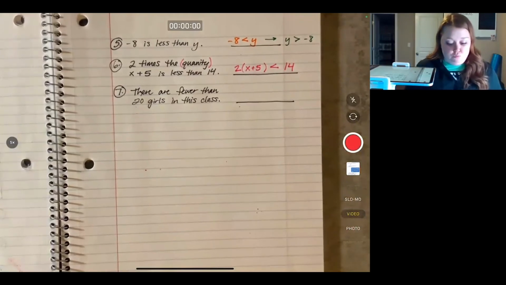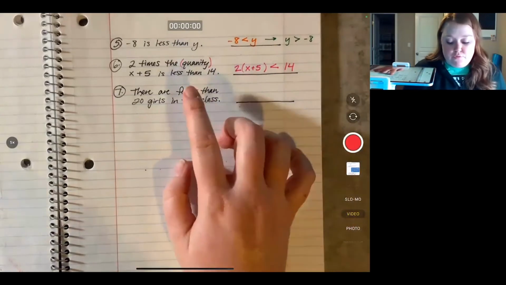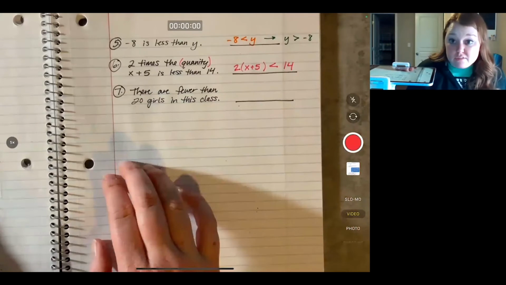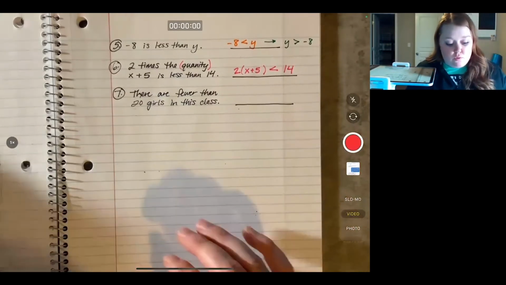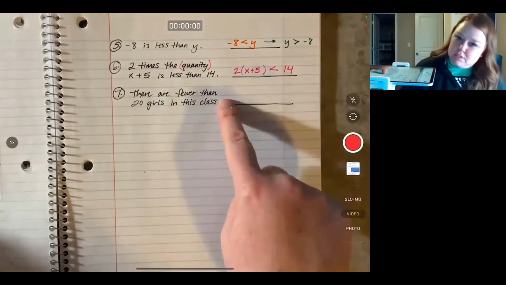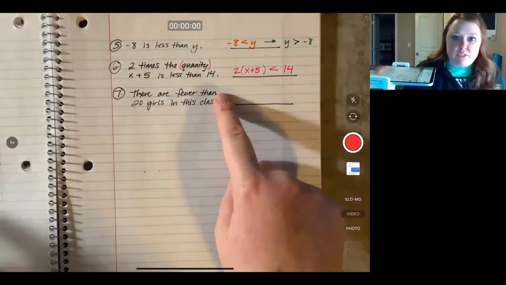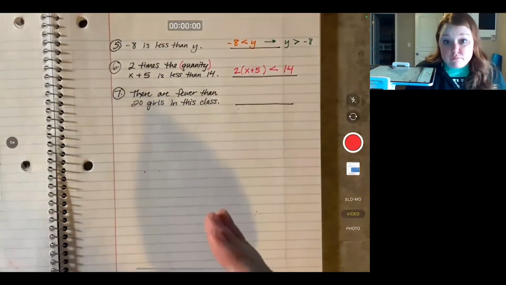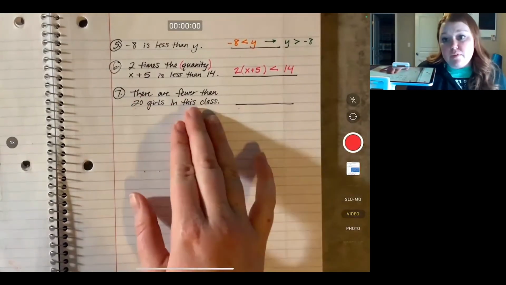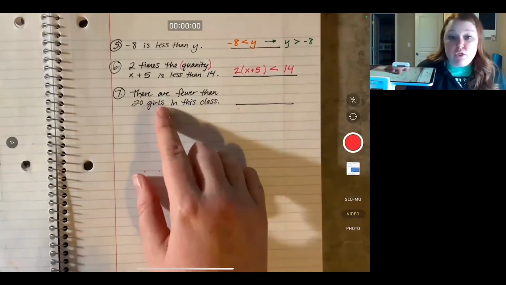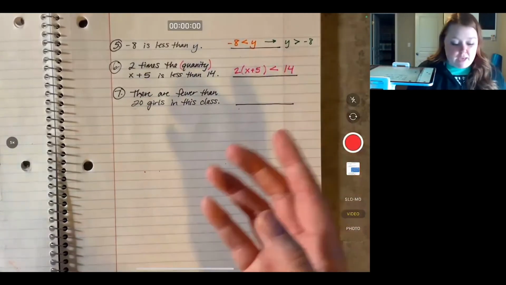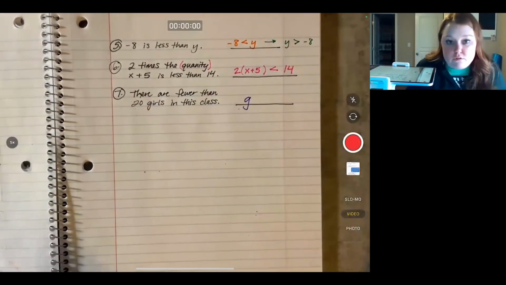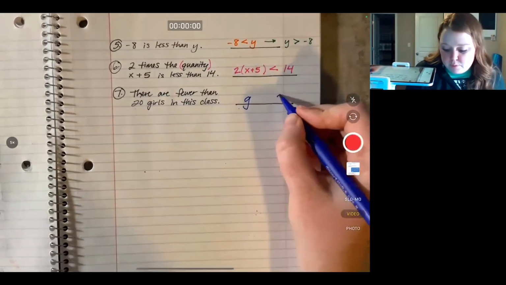Okay, so fewer, you can flip back to your chart. Fewer means less, right? But we need to know, is it going to be 20 is less than something or something less than 20? So here's what I would always say. Put your variable on the left. And in this case, it didn't really tell you what variable to use. Sometimes it'll be like, use G for girls or whatever, okay? But you can pick your variable. Let's use G for girls. We know we're comparing it to the number 20.